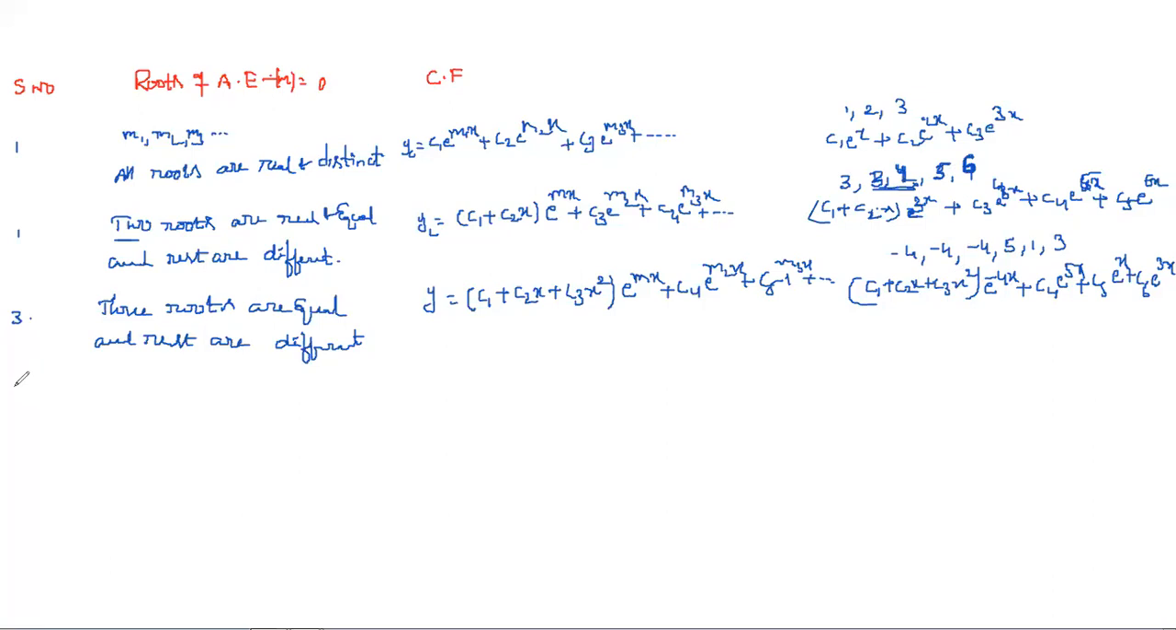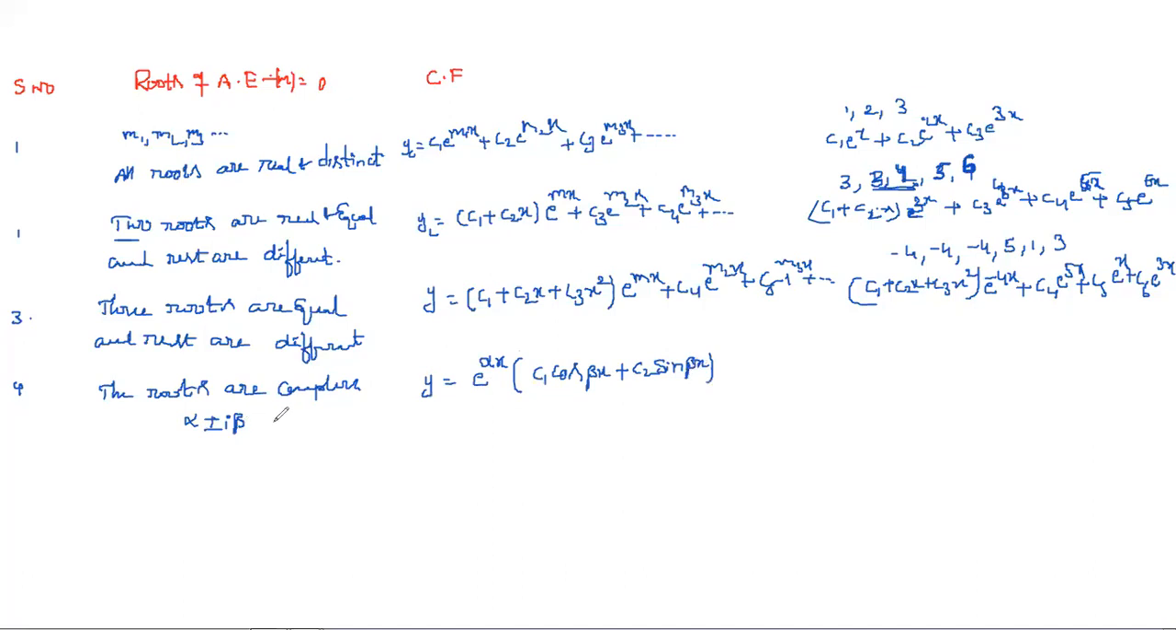If all the roots are real, fine. Suppose the roots are complex. Complex means of the form alpha plus or minus i beta, or a plus or minus i b. In that case, how do we write this? y = e^(αx) (C1 cos βx + C2 sin βx). So this is the one.